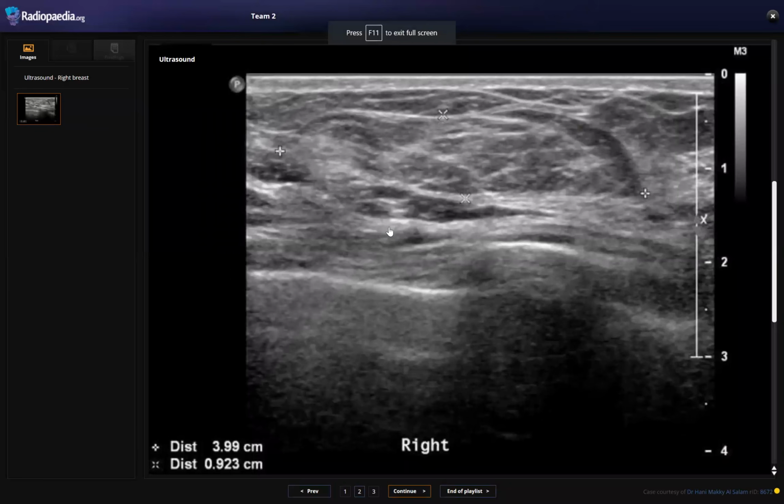Okay, I'm provided with the ultrasound images of the right breast, and I could appreciate there is a well-defined heterogeneously echogenic lesion seen superficially in the right breast. And yeah, it's well-defined, ovoid. And I would like to assess any vascularity within.